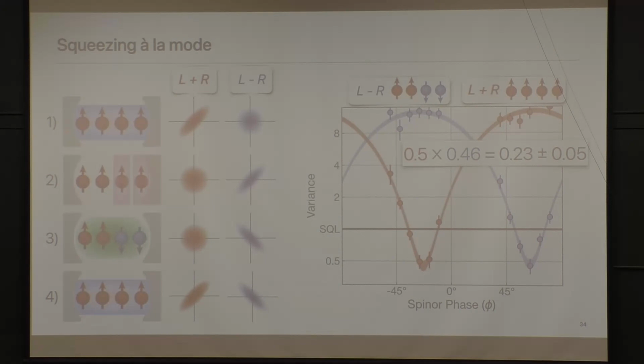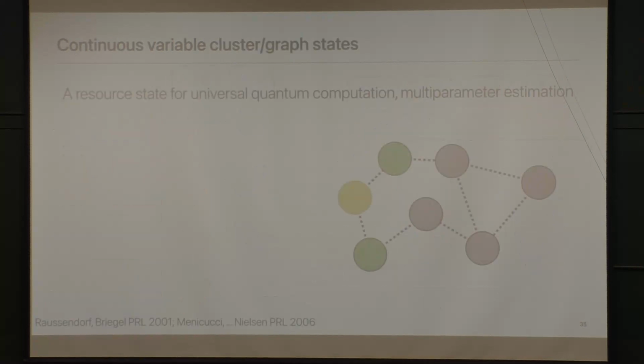So this state is an example of the Einstein-Podolsky-Rosen experiment, but that's a little bit of an aside. Let me just move on to say we can use this to make even more structured states. In particular, we can make a set of states called graph states, which act as a resource for universal quantum computation or for multi-parameter testing.